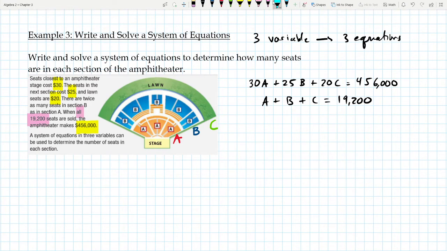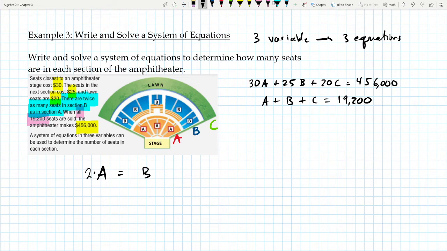So seats closest, cost this; seats next section, 25, 20. Okay, so I used all that. There is this line in here, though. There are twice as many seats in section B as in section A. Well, what does that look like? Well, we have some relationship between seats in A and seats in B. One of them is twice as many. B is twice as many, which means we're going to multiply A times 2.